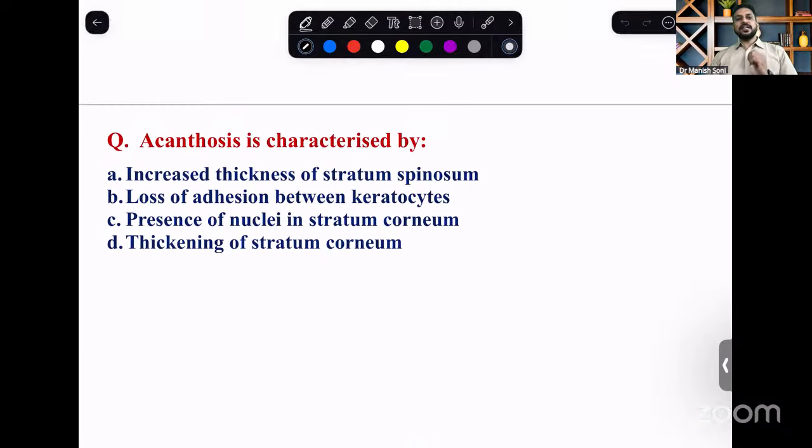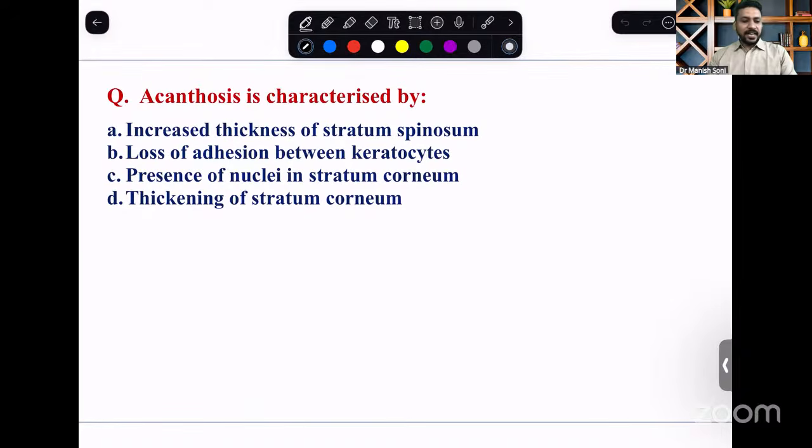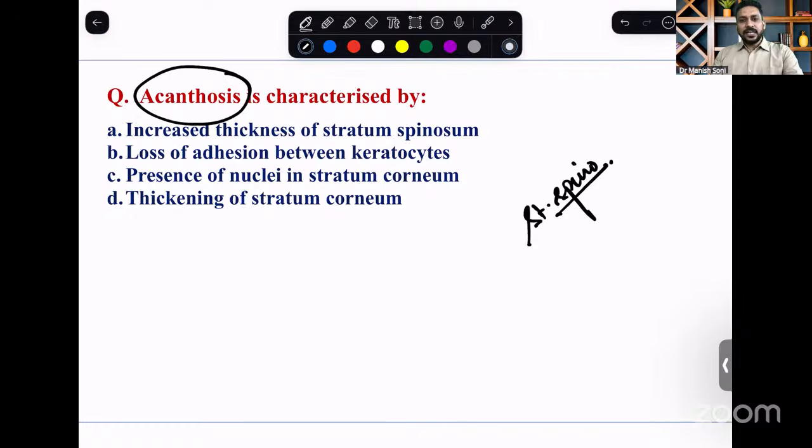This question is related to histopathology. They are asking that acanthosis is characterized by. Now, what is acanthosis? Acanthosis is thickening of stratum spinosum. So increased thickening of stratum spinosum is known as acanthosis, while loss of adhesion between keratinocytes is known as acantholysis.